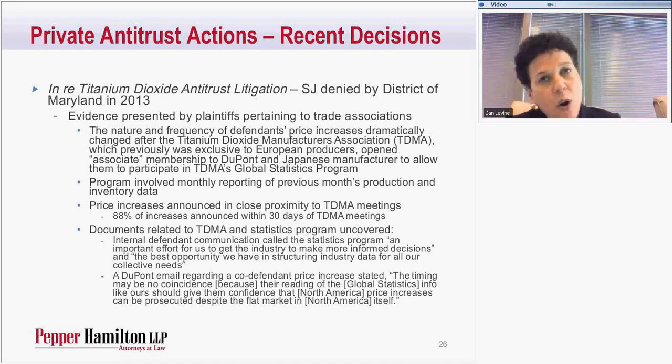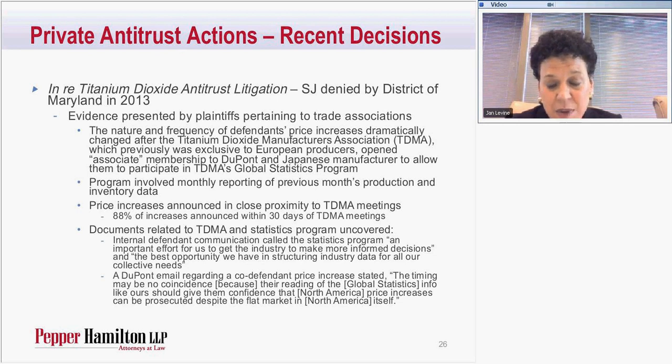And as always, there are the emails, and two of them in particular were used to defeat summary judgment. The first was an internal communication about the statistics program that I just talked about, an important effort for us to get the industry to make more informed decisions and, quote, the best opportunity we have in structuring industry data for all our collective needs. It's really a good idea not to use the word collective when you're dealing with this kind of information.